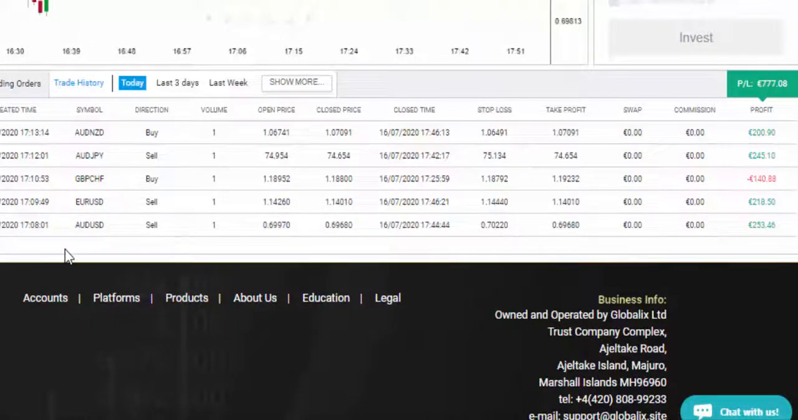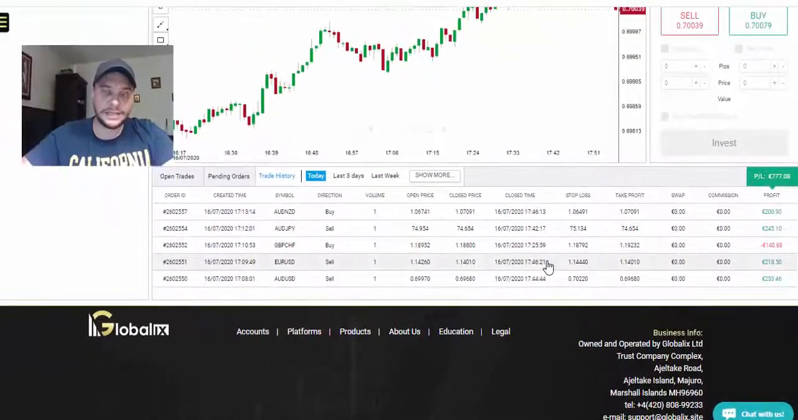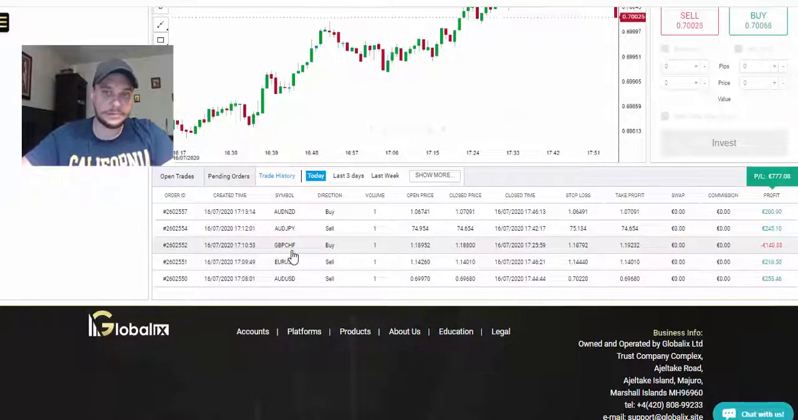As you can see, today's trading session didn't last more than 1 hour, around 45 minutes. So this GBP Swiss franc, this losing trade, I manually stopped it because I saw that it was going in the wrong direction. I didn't wait for it to hit the stop loss level.